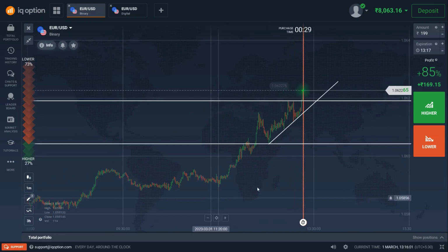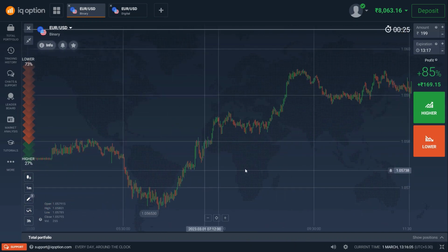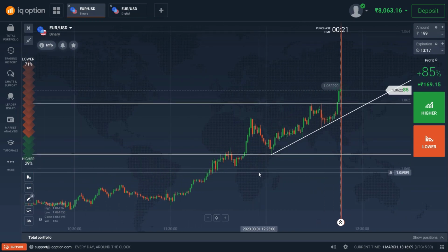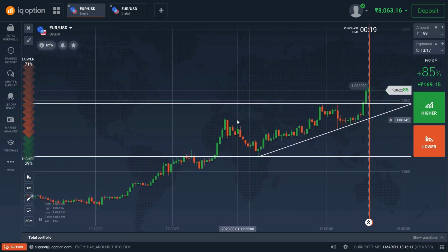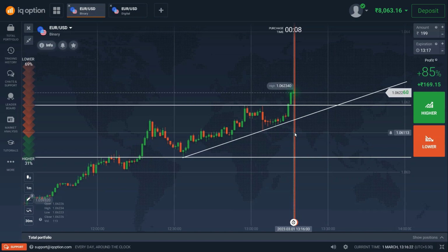To analyze the market, you can see the market is clearly in an uptrend, so let's wait for an opportunity to take a trade in the direction of the trend. I'll skip forward to the part where I take the trade and then I'll explain the setup.